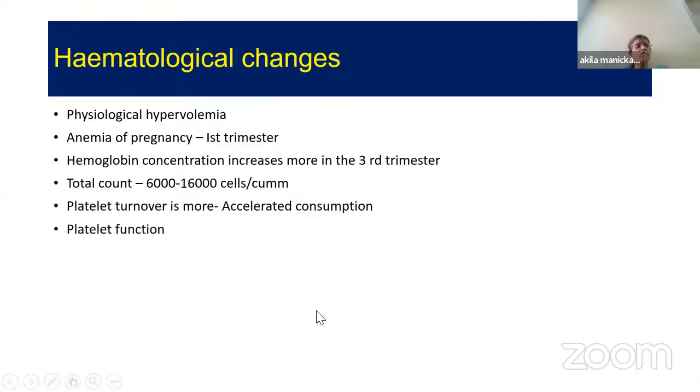to 9,000. And when you look at the platelets and coagulation system, this is a phase where platelet production is more, but at the same time the platelet turnover is going to be high. There is accelerated consumption of platelets. The count might be low or normal, but the platelet function seems to be normal in most of these patients who do not have other coexisting diseases such as abruptio placentae, severe HELLP syndrome or PIH.